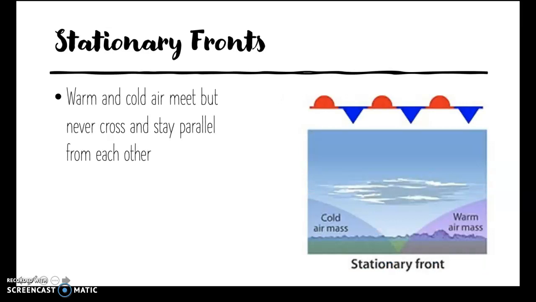A stationary front is when warm and cold air meet, but they never cross, and they typically stay parallel from each other. Stationary fronts can cause precipitation like rain or snow, and when this happens, it can rain or snow for several days. Stationary fronts are also similar to warm fronts, where the storms that are created are not very strong. These fronts can also create fog.